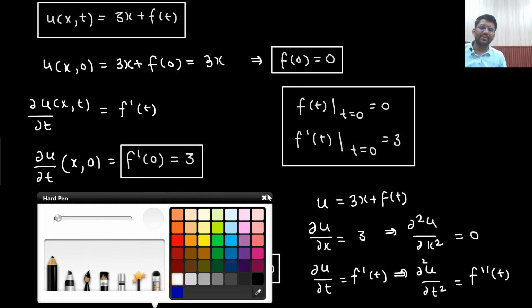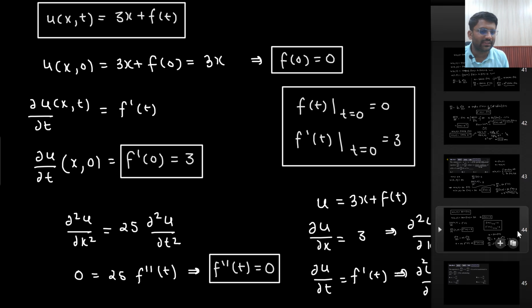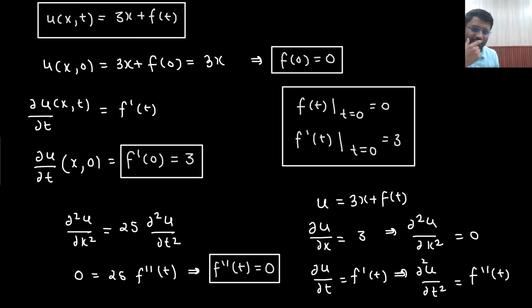So these three pieces of information you have: f of t at t equals 0 is 0, f dash t at t equals 0 is 3, and f double dash t is coming out to be 0. What does that mean? Can you find out f of t now? What all information are we having? Sir, f of t at t equals 0 is 0. Then sir, f dash t at t equals 0 is 3. And then sir, f double dash t is always 0.